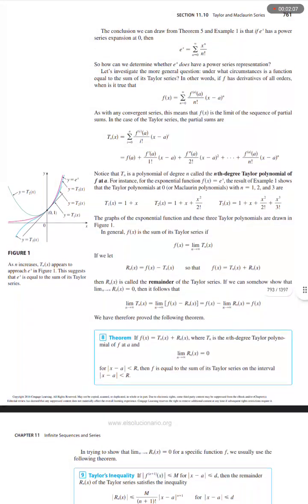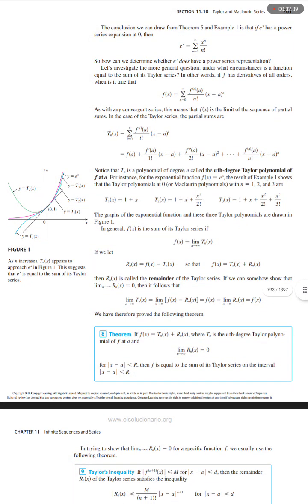The conclusion we can draw from theorem 5 and example 1 is that if e^x has a power series expansion at 0, then e^x equals the sum from n equals 0 to infinity of x^n over n factorial. So how can we determine whether e^x does have a power series representation?